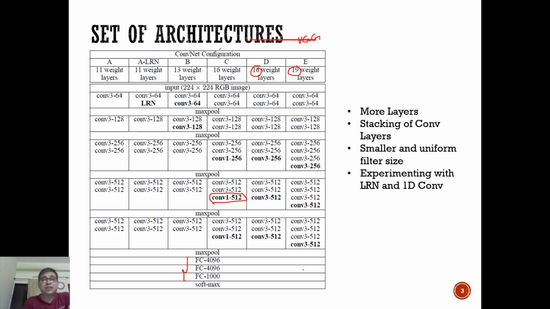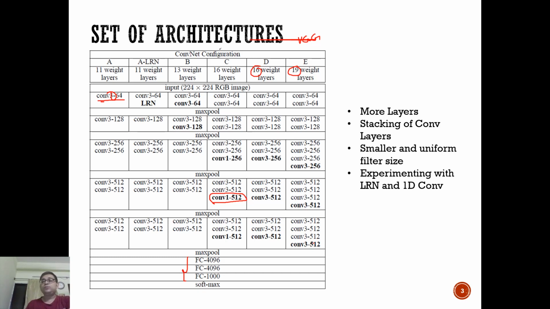Now look at how these are denoted. If you look at any of the convolution layers, for example this one, conv 3-64. What does this mean? It means that in this layer the filter size is 3 into 3, and we are applying 64 channels. Let's understand with another example. Conv 3-512 is also a 3 into 3 filter, and there are 512 filters like this.